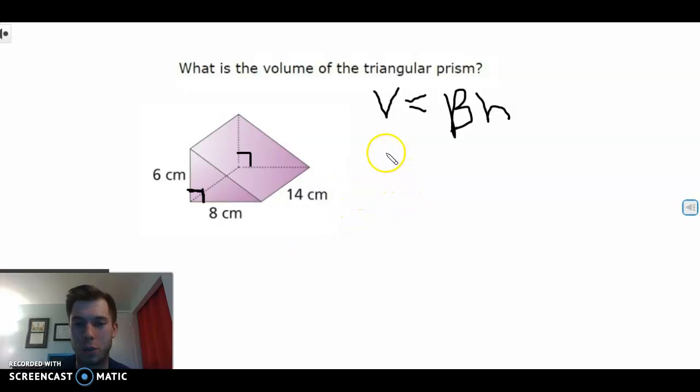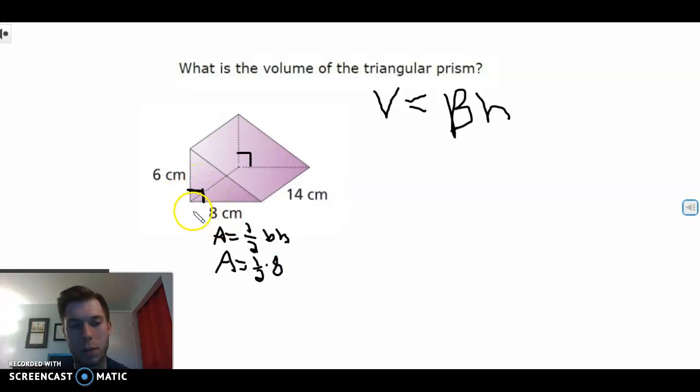All right, so in order to do this, you're going to have to figure out what the area of the base is. Now your bases in this case are triangles. So area of a triangle, just as a refresher, is 1/2 base times height. We have 1/2 multiplied by the base, which in this case we'll say is 8 centimeters. We know it's the base because it's where the perpendicular angle is a 90-degree angle, adjacent to our height. So we have 8, and then our height is going to be 6.